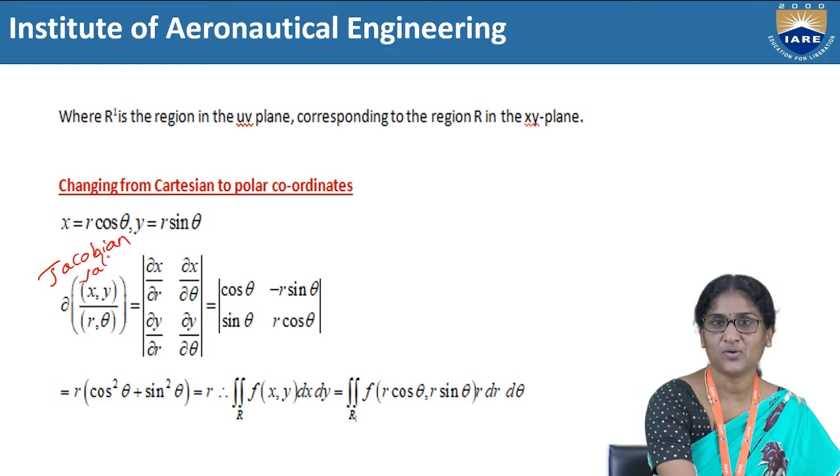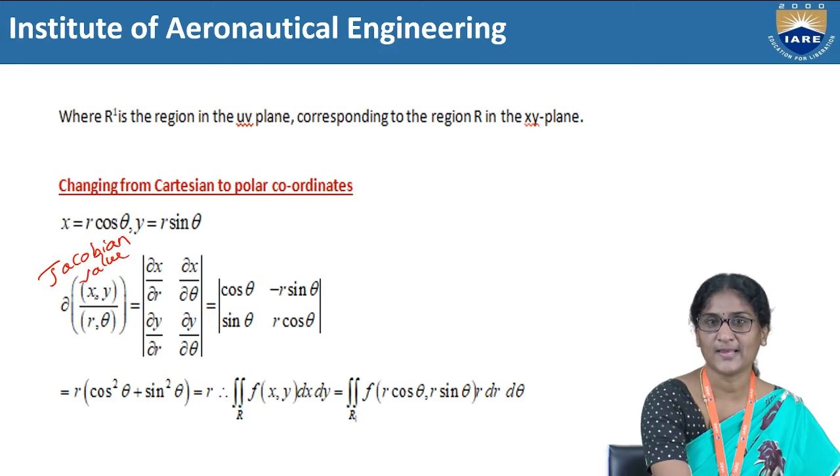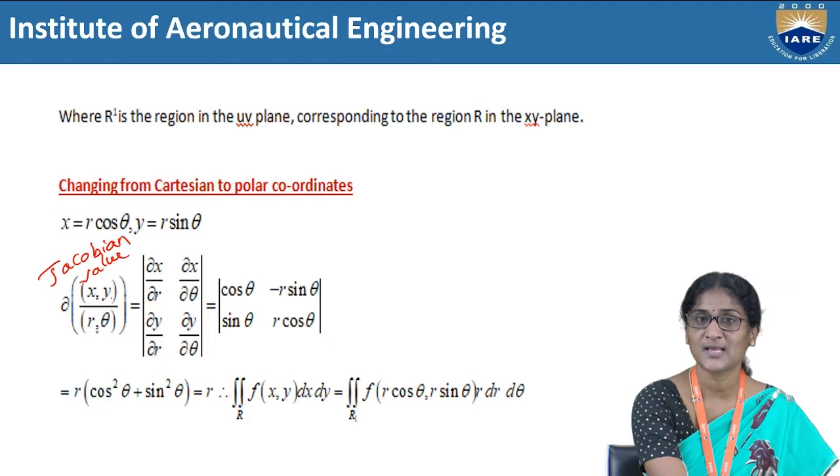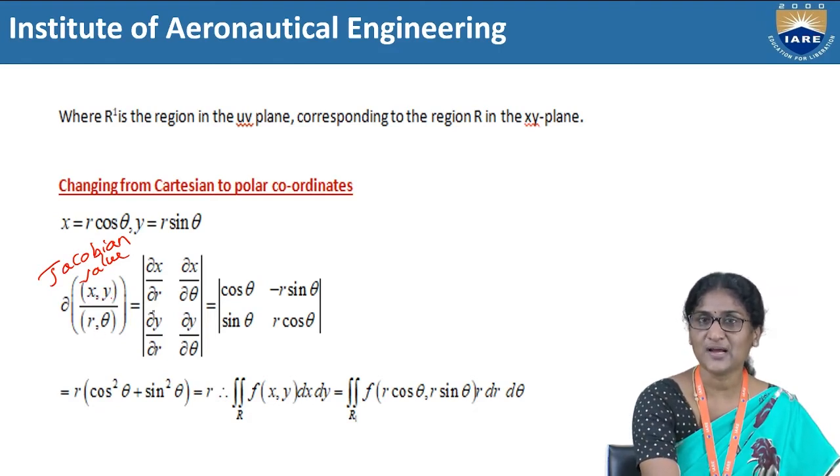It is given by ∂(r, x, y)... These are the old coordinates and the denominator are the new coordinates to which we are going to convert it, and is equal to the determinant of ∂x/∂r, ∂x/∂θ and ∂y/∂r, ∂y/∂θ.